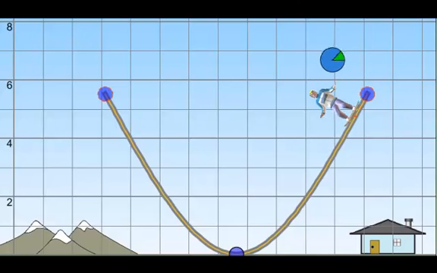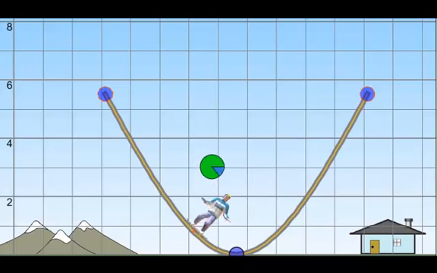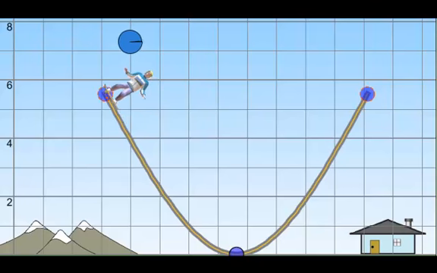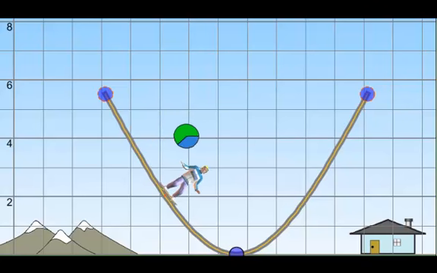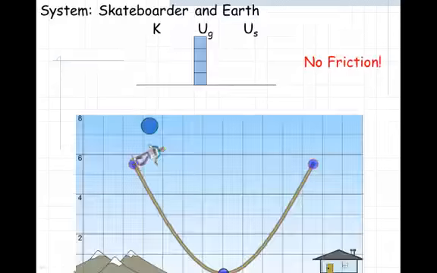In other words, if you look at the pie chart, it stays exactly the same. It doesn't get any bigger, doesn't get any smaller. It just goes from being green to blue, or some combination in between. Okay, well, let's check out the bar graphs for that simulation that we just watched.